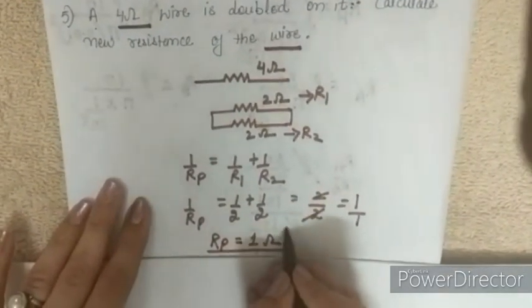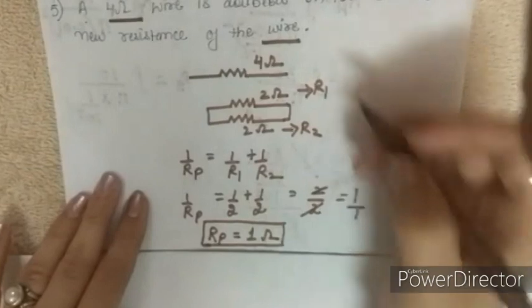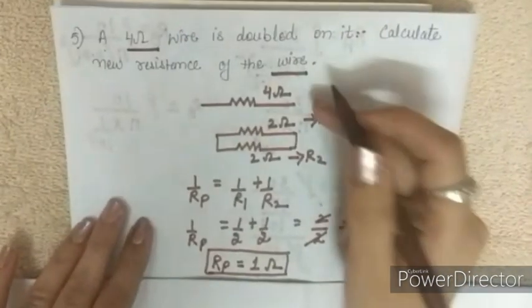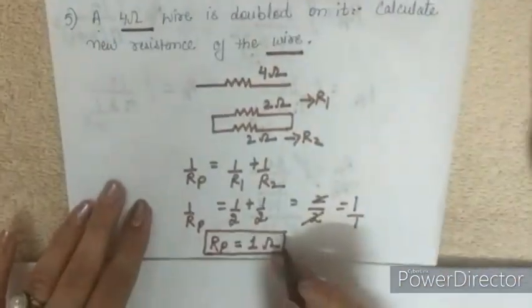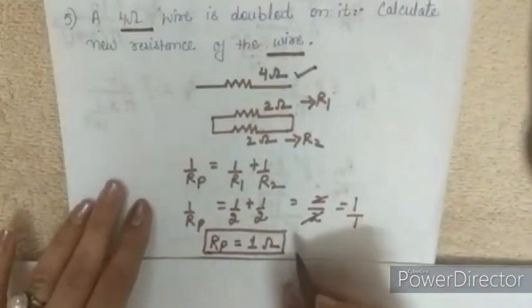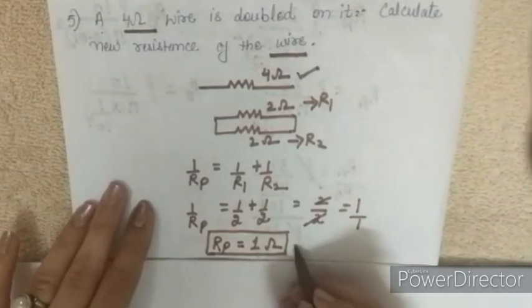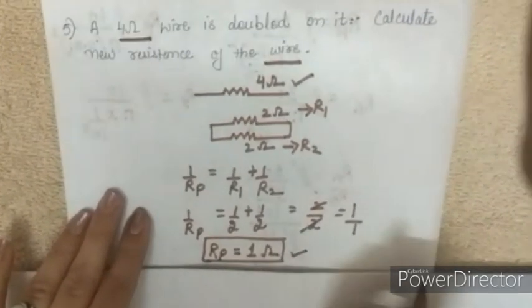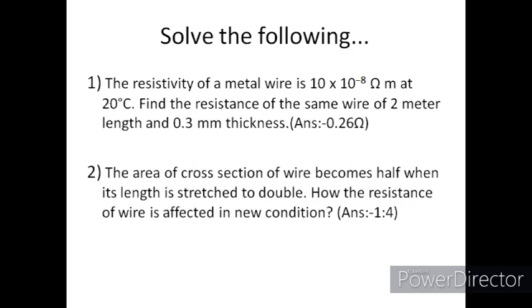So the net resistance across this parallel combination is 1 ohm. It means when the resistances are connected in parallel, the net resistance reduces. So earlier we had a resistance of 4 ohm. After connecting in parallel, the net resistance left is 1 ohm. Now solve the following questions.